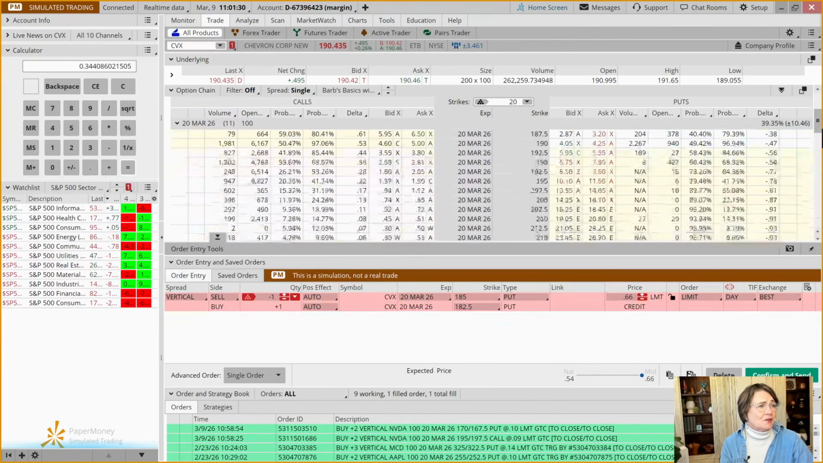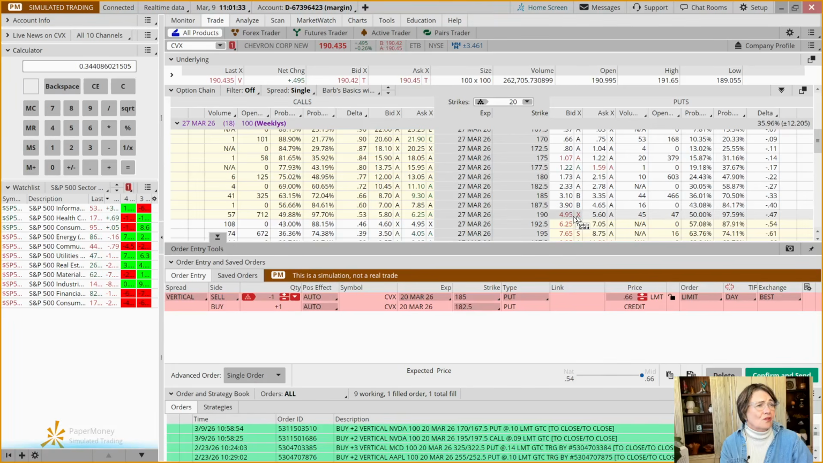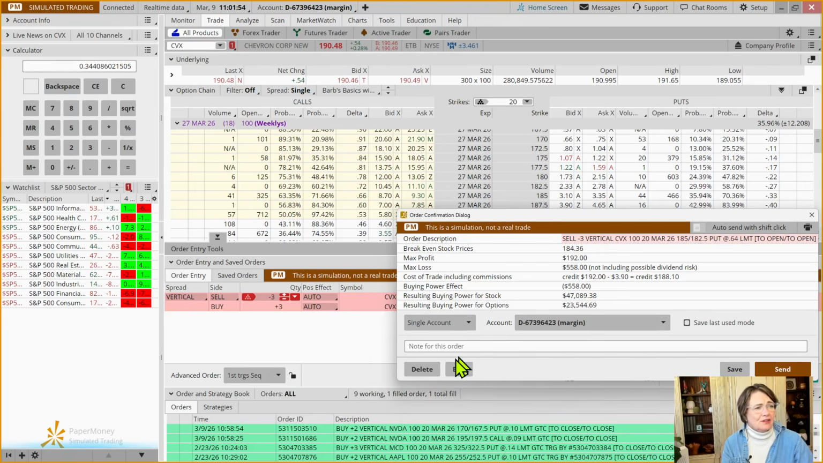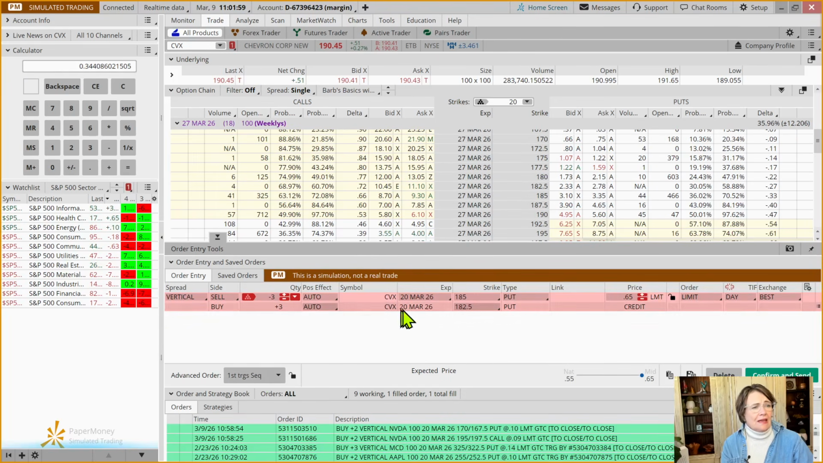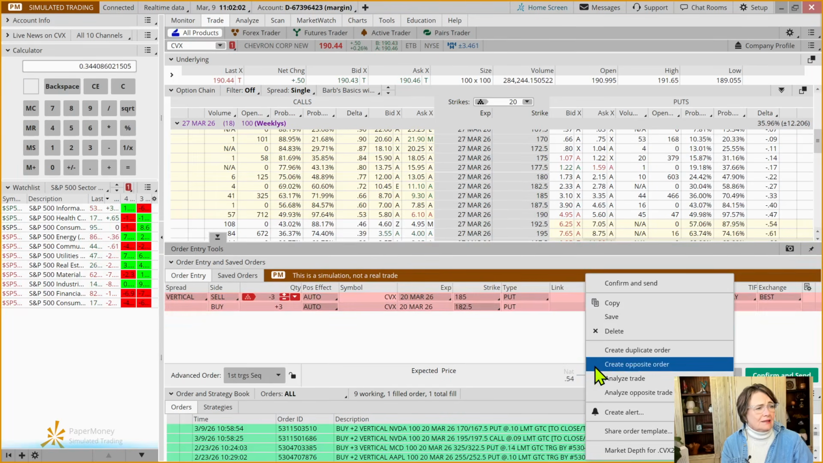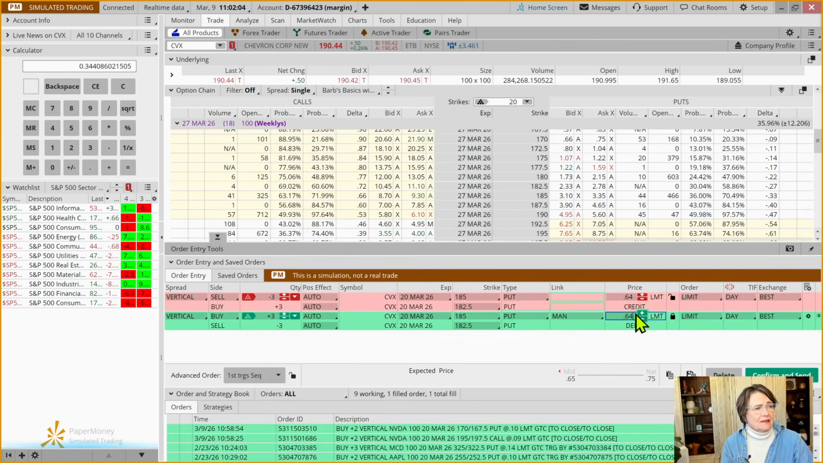Now, could we come out further? We could, but we have a lot less volume. We still have a 20-cent bid-ask spread, but this is a lot of premium for a very short period of time. And so if we're risking $1.86, if we did 3, how much are we risking? $558. So if we're okay with risking that much, then we would right click, create an opposite order, say when this is worth about 13 cents, we'd like to buy it back.